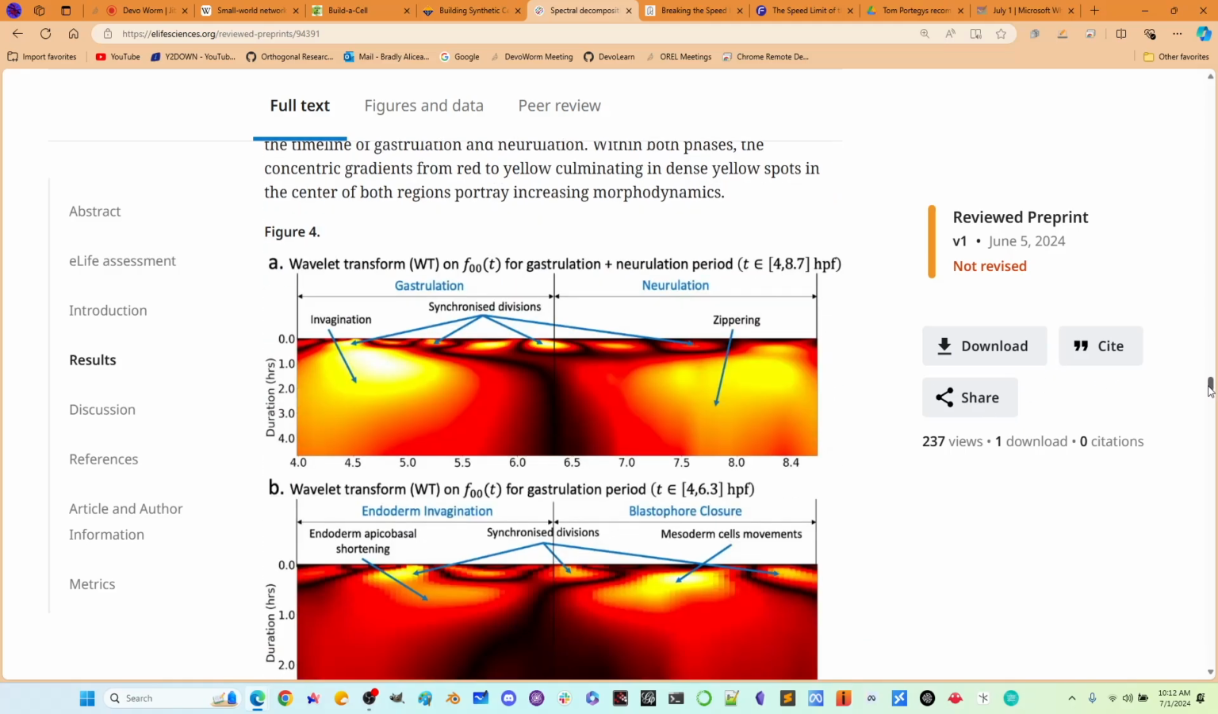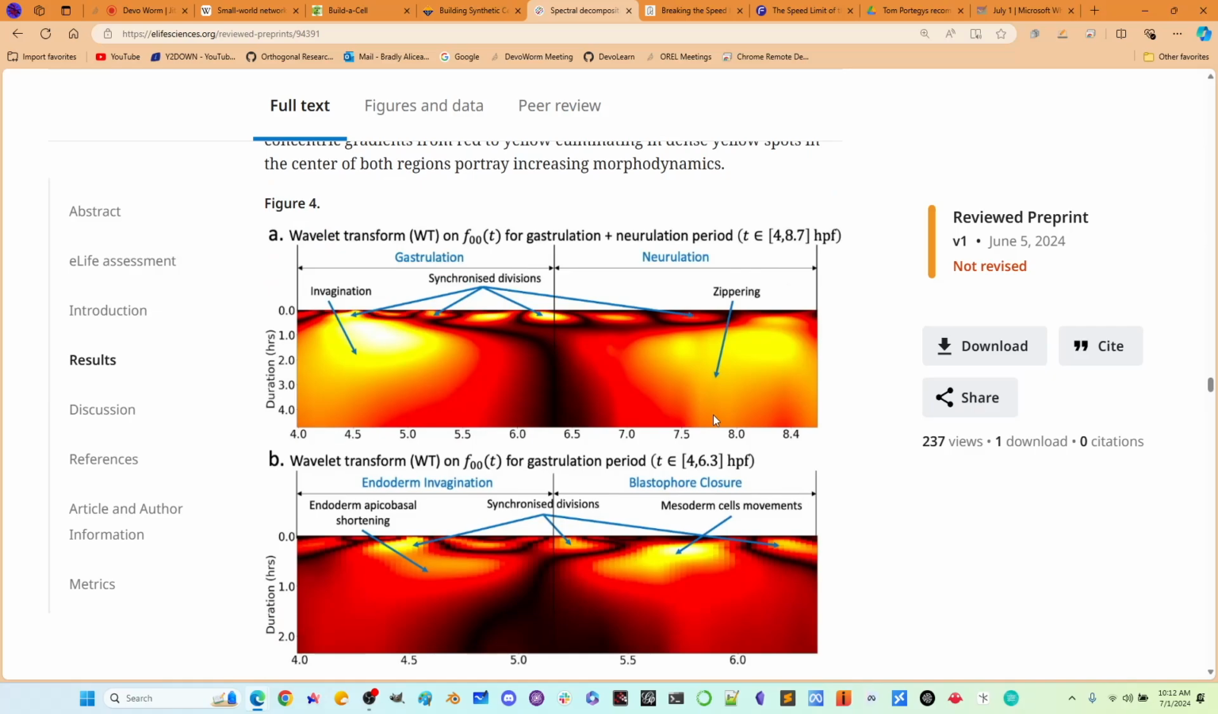So I think in summary, we can look at the wavelet transform. This is figure 4 of the wavelet transform, where we have F00, which is for the gastrulation and neurulation period. So these are different periods of embryogenesis where you get these different types of folding, and neurulation is the formation of the neural tube. Gastrulation is a type of invagination where you're getting a change in the shape of the embryo.